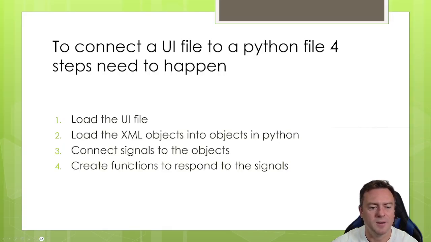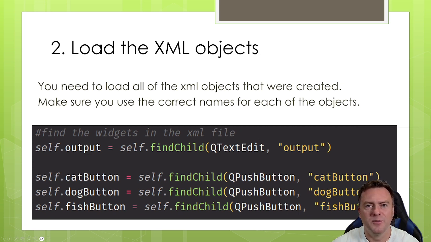So if we come back here, we want to connect those signals. Once those signals are connected, we then want to create functions that then interact with the objects that we've linked inside of Python. So let's jump into that. So the second step now is after we've loaded the UI files, we want to connect the XML objects.